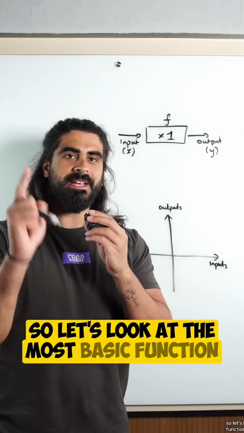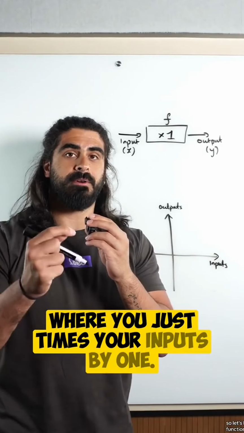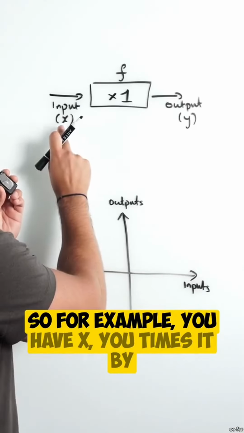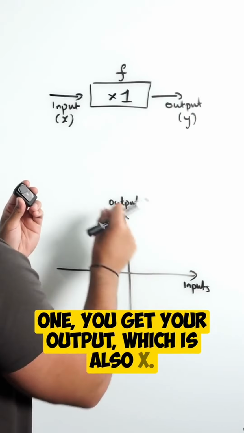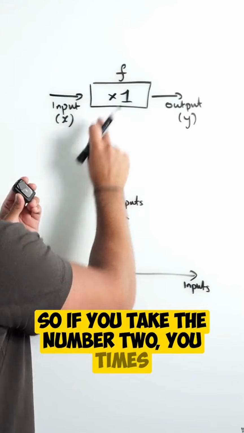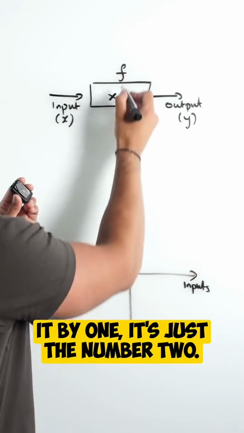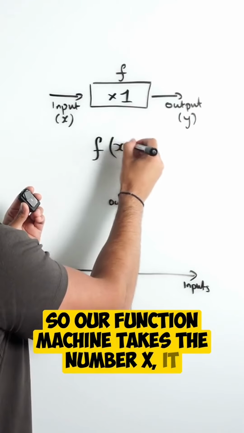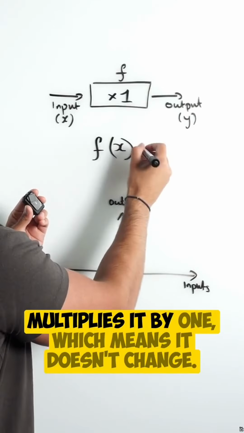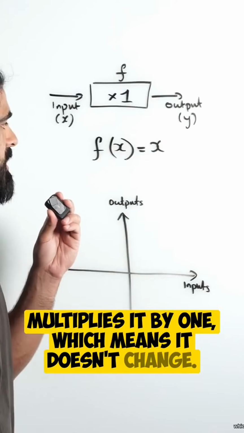So let's look at the most basic function where you just times your inputs by 1. So for example, you have x, you times it by 1, you get your output, which is also x. So if you take the number 2, you times it by 1, it's just the number 2. So our function machine takes the number x, it multiplies it by 1, which means it doesn't change.